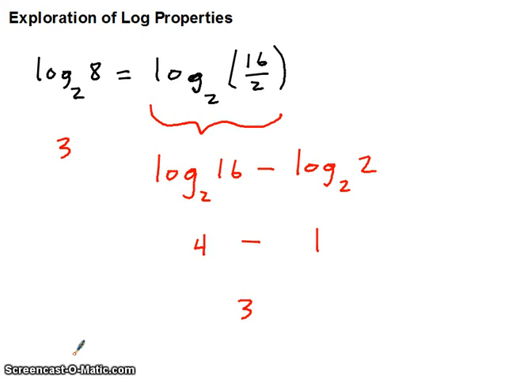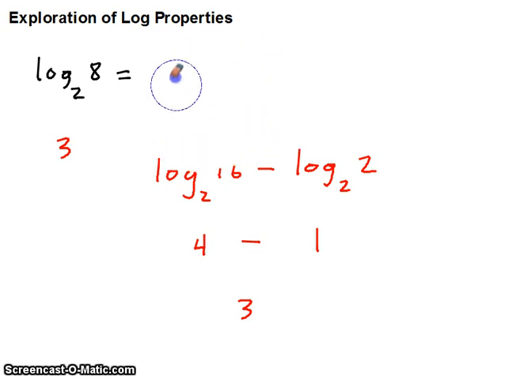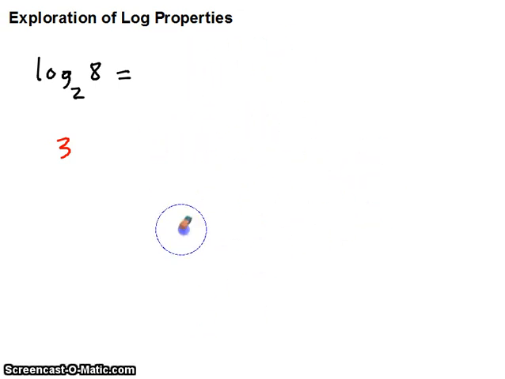So we're seeing that we can break apart log base 2 of 8 in different ways using what's called the product rule and the quotient rule. Are we good so far? Okay. So finally, we're going to look at something called the power rule. The power rule. We're going to deal once again with log base 2 of 8.